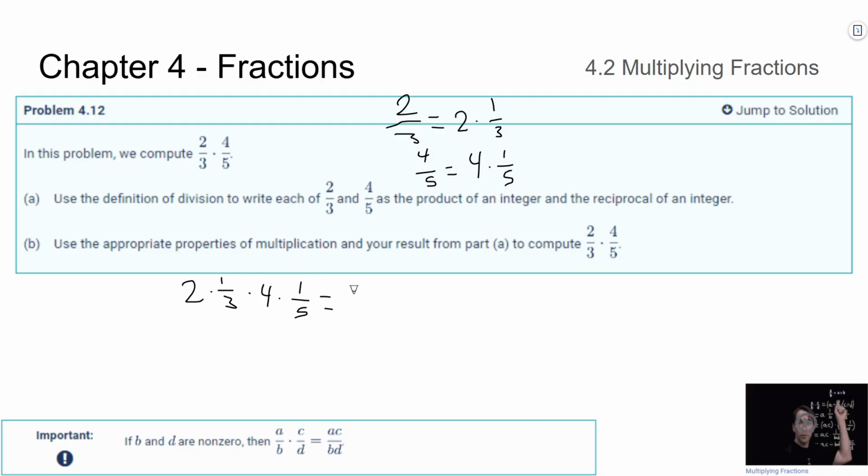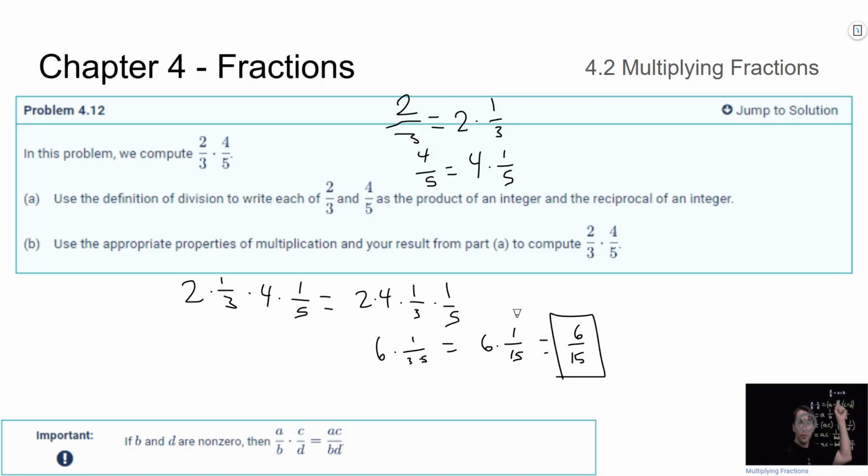And we can use the commutative property and move some things around. So let's do 2 times 4 times 1/3 times 1/5. Well, 2 times 4 is just 8. And we know if we have a product of reciprocals, that's going to be 1 over 3 times 5. That's going to be 6 times 1 over 15. And now we know this rule already. Just put the 6 on top, and it's 6 over 15. Okay, and that's our answer.